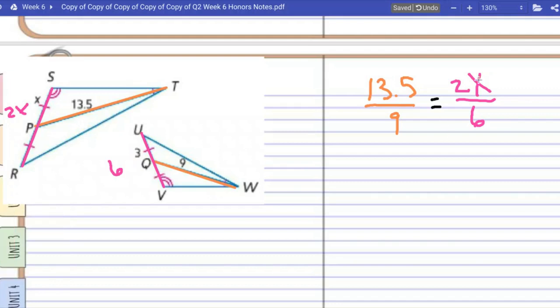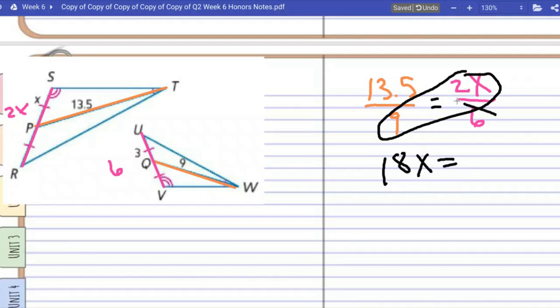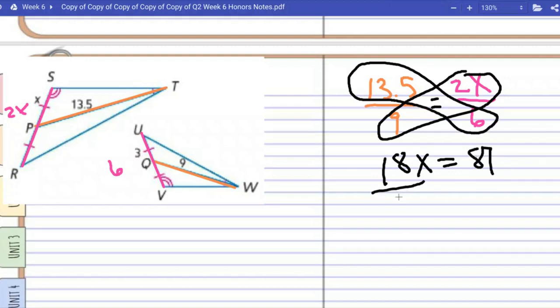So when I cross multiply, I get 2x times 9, which is 18x, equals 6 times 13.5, which is 81. Divide both sides by 18, and you end up with x equals 4.5.